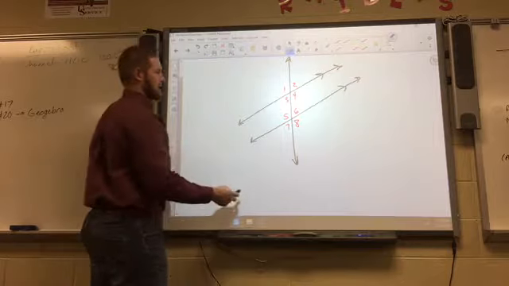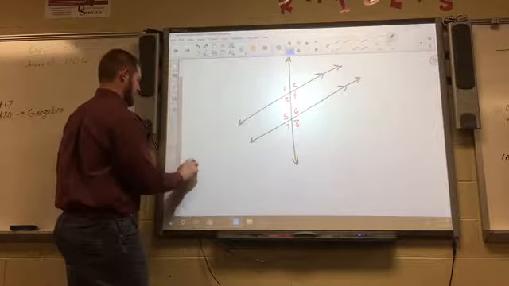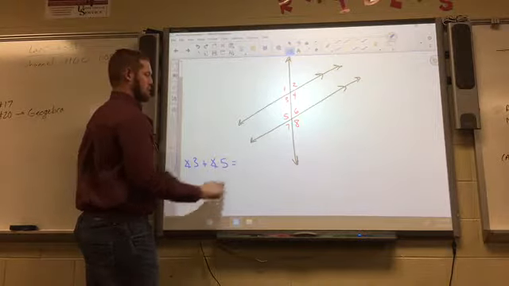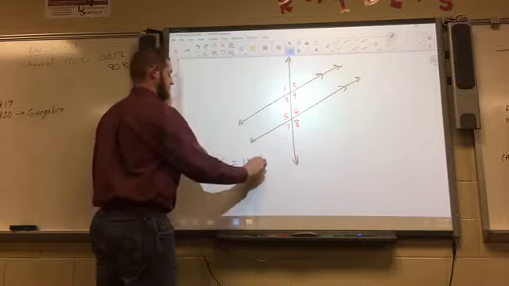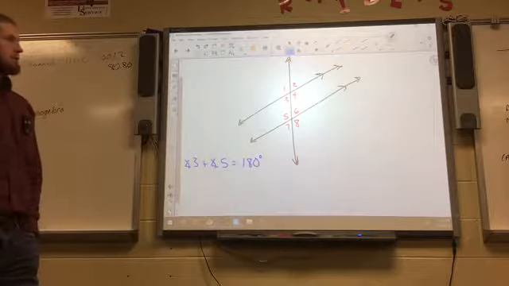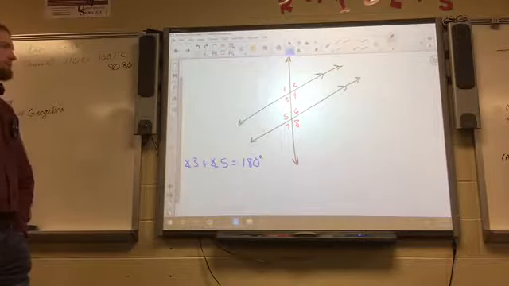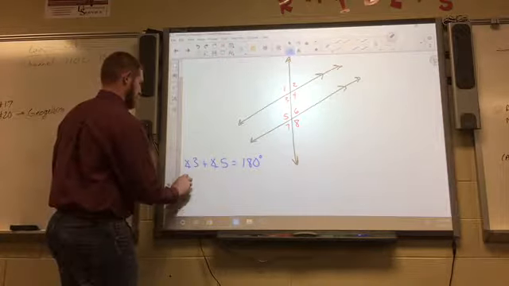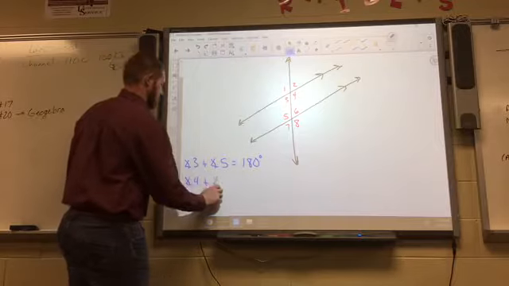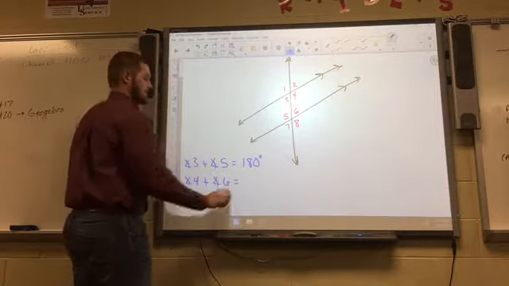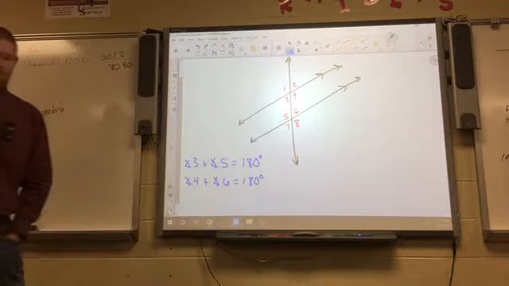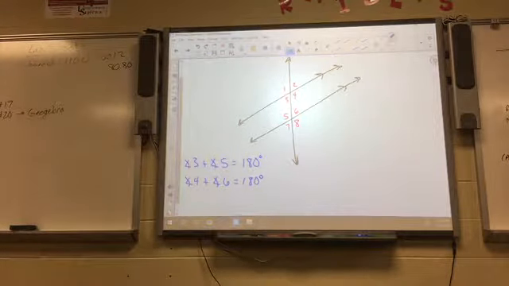So I just pointed at them, so I'm going to go ahead and write those ones. Angle 3 plus angle 5 must equal 180 degrees. Sophia, what's my other pair? 4 and 6, good. Angle 4 plus angle 6 has to equal 180 degrees. Okay.